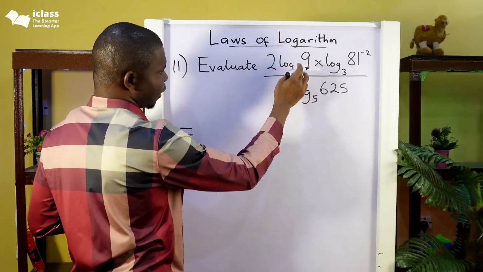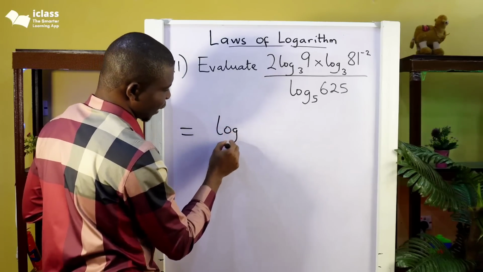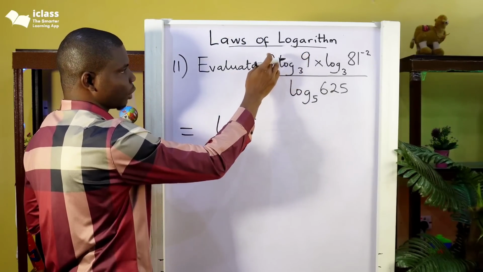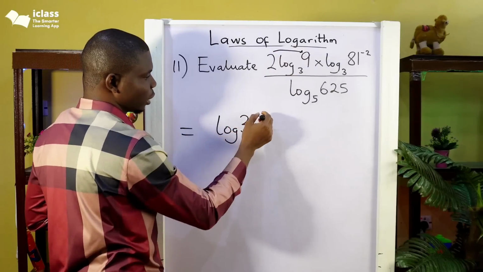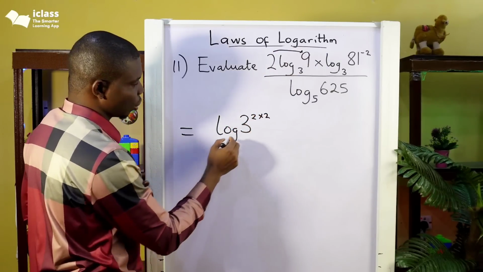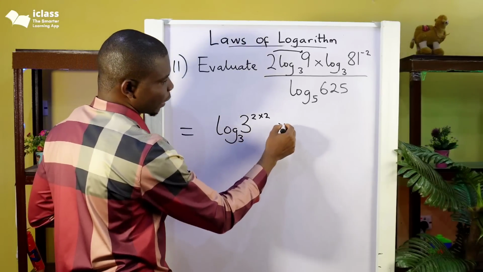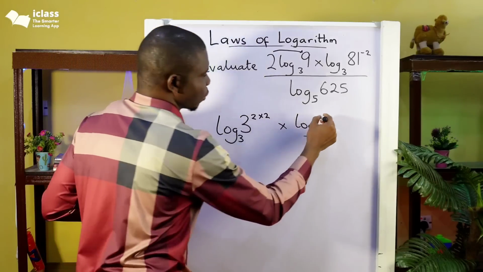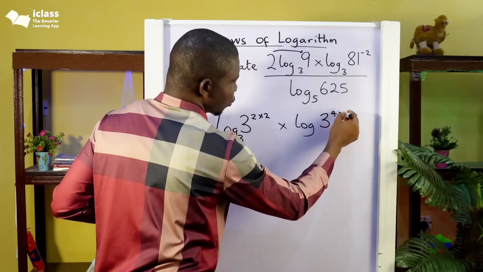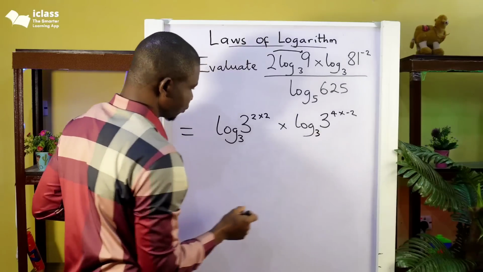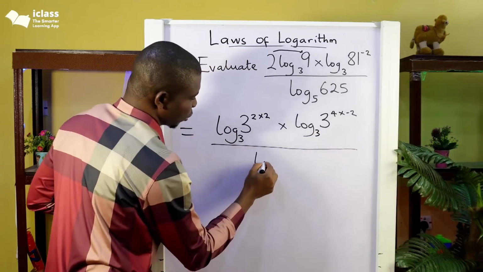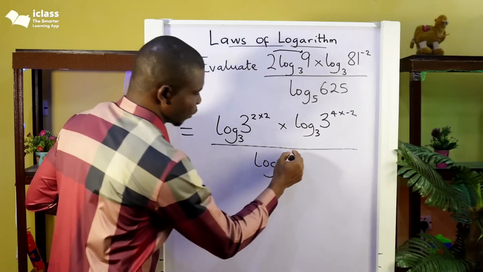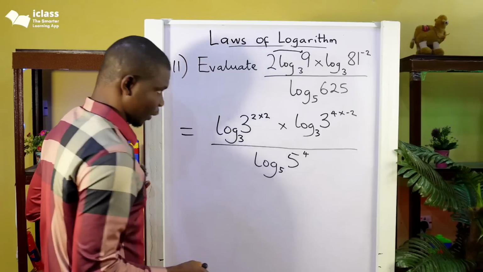Log 9 base 3. All right, 9 is 3 raised to power 2, right? 3 raised to power 2. But then this 2, you can bring it here. So this will be 3 raised to power 2 times 2 base 3. Then multiplied by 81 is what? 3 raised to power 4. So 3 raised to power 4 times minus 2 base 3 over log 625, which is the same thing as 5 raised to power 4. 5 raised to power 4 base 5. Good.